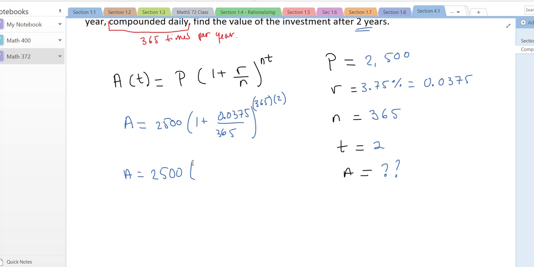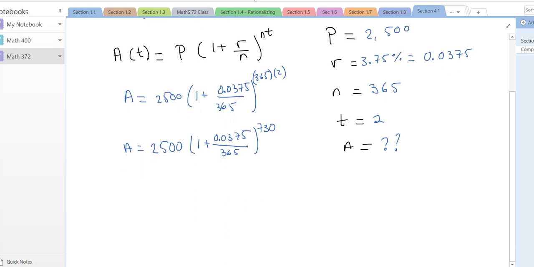And when you do it in a calculator, you see that it's not a very nice number. It's even written in scientific notation. So I'm just going to leave it. I'm going to say 0.0375 divided by 365. And I'm just going to say 365 times 2 is 730. So I'm just going to put this whole thing into our calculator and get the amount right away.